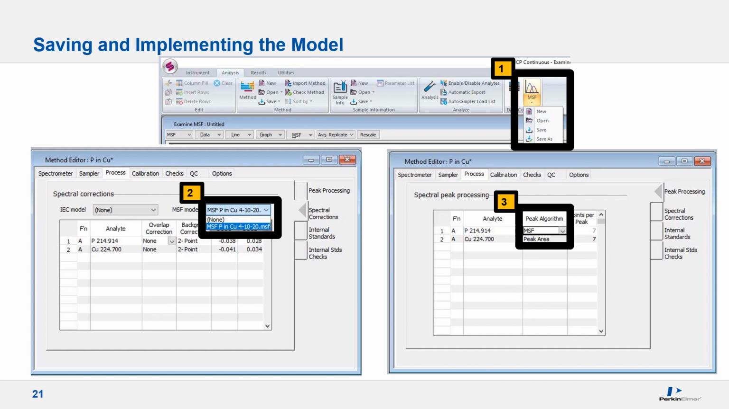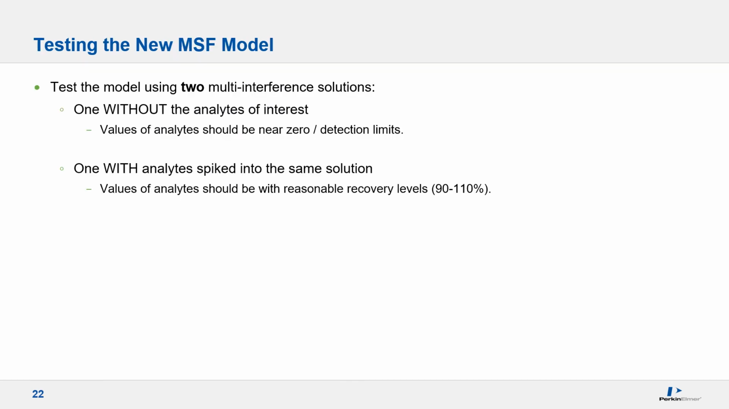Now that you have built and deployed your MSF model, you will want to verify its effectiveness. You do so by running two solutions as samples with your method containing your freshly calibrated MSF. The solution that contains only the interfering elements should not contain the analytes of interest and should return near zero values. The solution which contains both the analytes of interest and the interfering analytes should return acceptable recoveries, usually plus or minus 10% for the analytes of interest. If you have a standard reference material, this would be a good time to analyze and calculate your percent recovery.